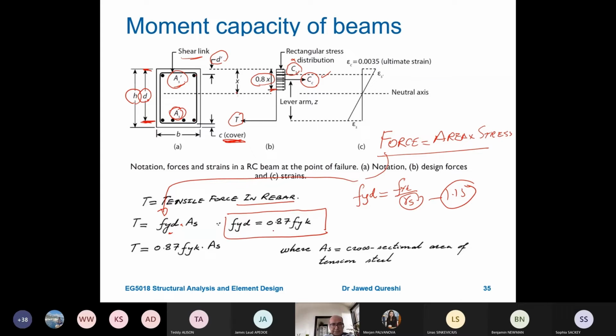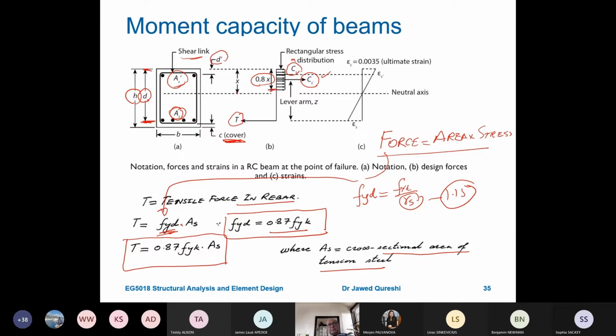So if I put this 0.87 fyk in this equation, it will give me the tensile load as 0.87 fyk times As, where As is the cross-sectional area of tension steel. Is it clear up to this point? Yes. Excellent. Now in the same way, we have to find out the compressive force.